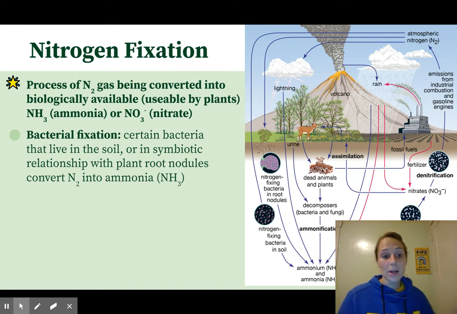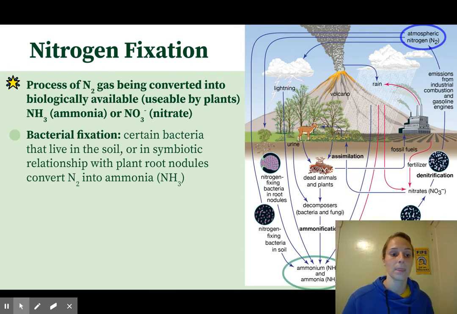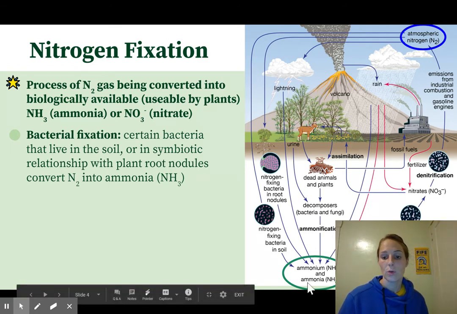Now we have bacterial fixation. There are certain bacteria that live in the soil, or they have a symbiotic relationship with some plant roots, where they are able to convert atmospheric nitrogen into ammonia. So if you look at this diagram here, you're seeing atmospheric N2 up here. You're seeing this arrow through nitrogen fixing bacteria, which is causing you to get it in the soil here.